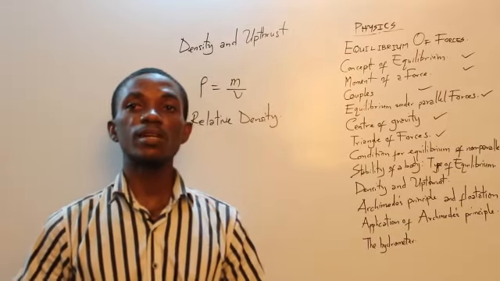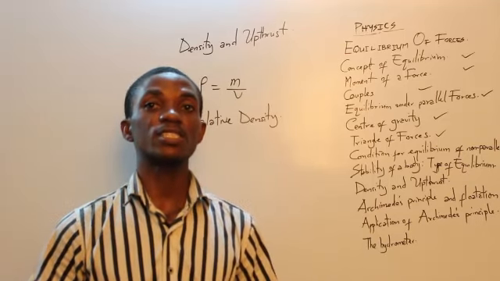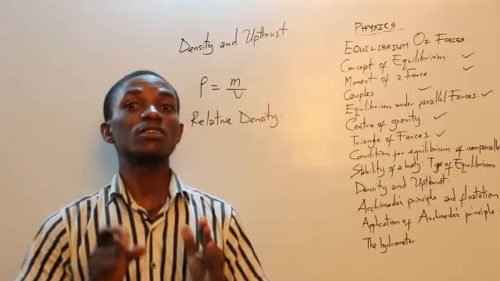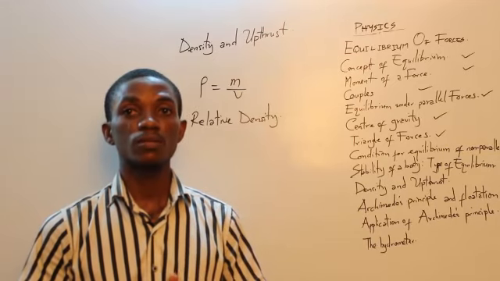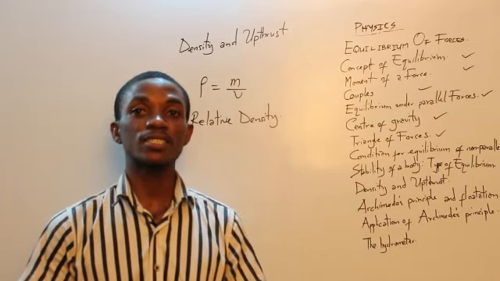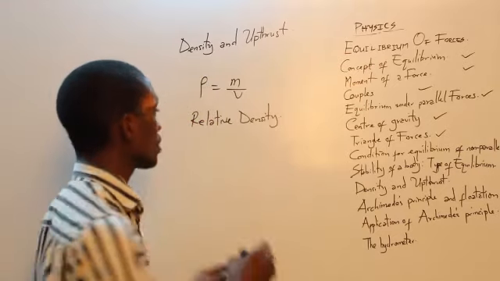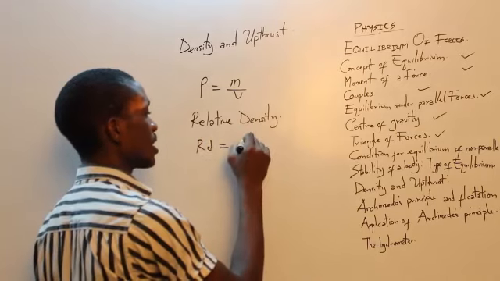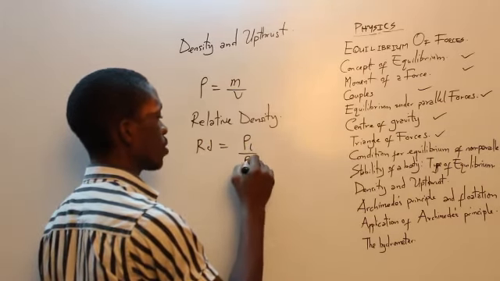So, how do we calculate the relative density of other liquids? Let's say I want to calculate the relative density of alcohol. Relative density of fluids is always calculated in relation to that of water. So we should note that what you want to know is relative density, RD. It is always the density of the liquid or fluid divided by the density of water.